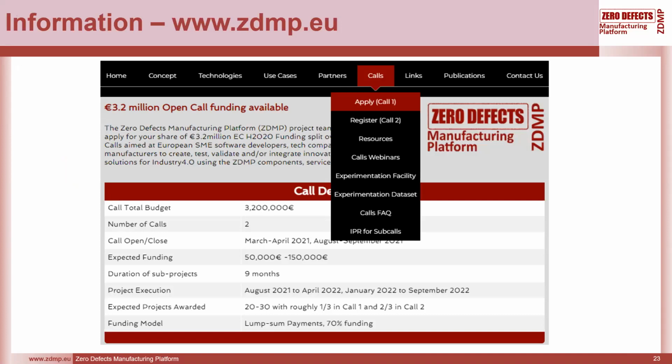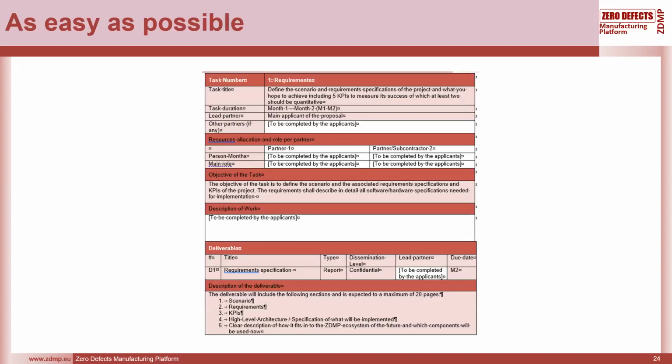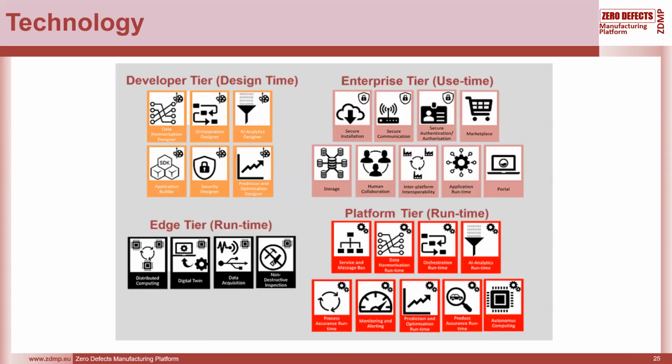There is lots of information on the website. I mentioned some of the things: the webinars, the FAQ, the experimentation facility. So please do explore that. One of the things we've tried to do is to make this process as easy as possible. This is an example of one of the parts of the forms you will need to fill in. This is an example of a task, and actually the task is already written for you. So the idea is to make the application as simple and undemanding as possible, so you can focus on the real work instead of the administration.